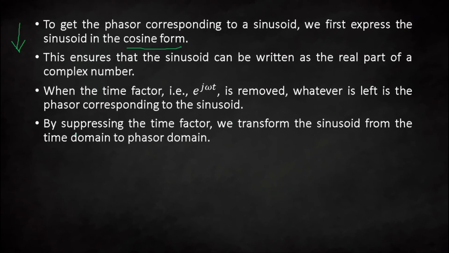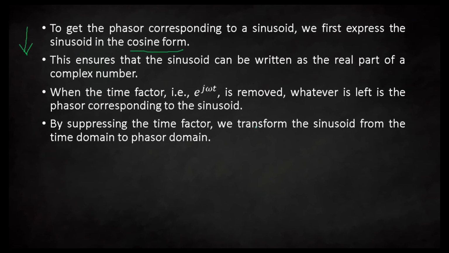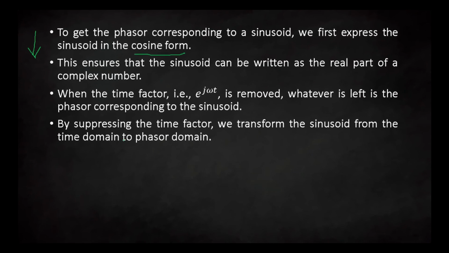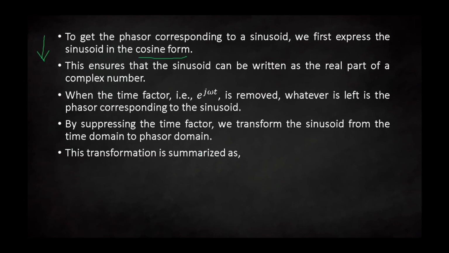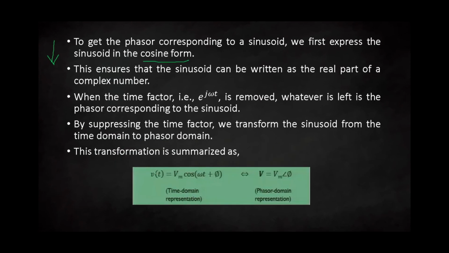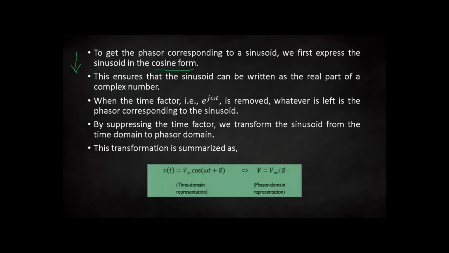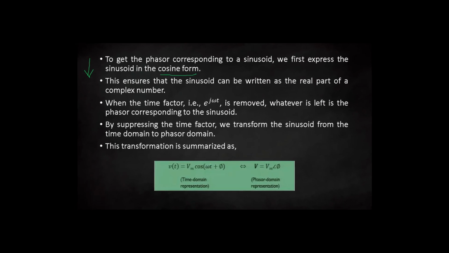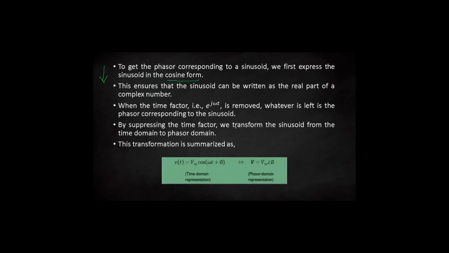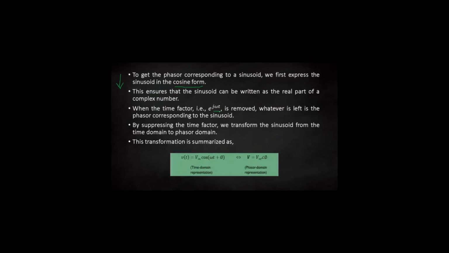Okay, by suppressing the time factor, we transform the sinusoid from the time domain to the phasor domain. So here you can see that this is the time domain representation, where we can see that a function v of t depends on time. Here we are suppressing this factor e raised to j omega t, and that is why you cannot see the time domain function here. So this is the time domain representation of the signal, and that is the phasor domain representation.